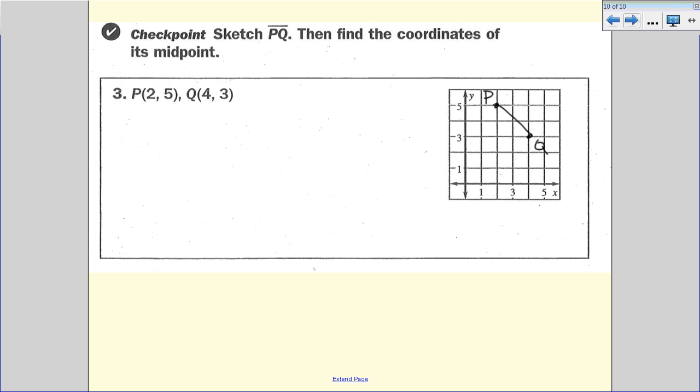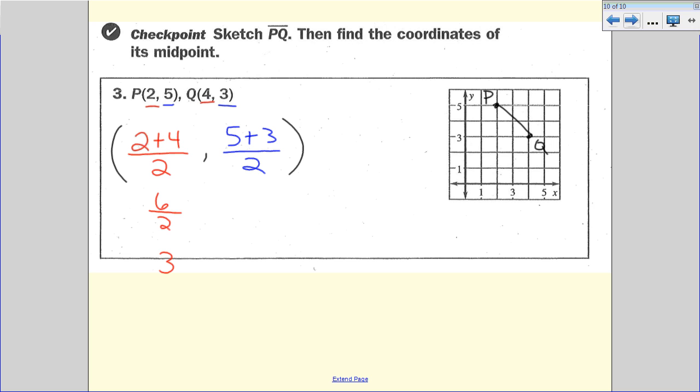So I'm going to use my midpoint formula. I'm going to take x plus x, 2 plus 4, and divide by 2. I'm going to take y plus y and divide by 2. That's my midpoint formula there. I'm going to have an x coordinate and a y coordinate. This is just a big comma here. 2 plus 4 is 6, divided by 2 is 3. 5 plus 3 is 8, divided by 2 is 4. So we should have a midpoint of 3, 4. If we look, we go over 3, up 4, here's where our midpoint is at.